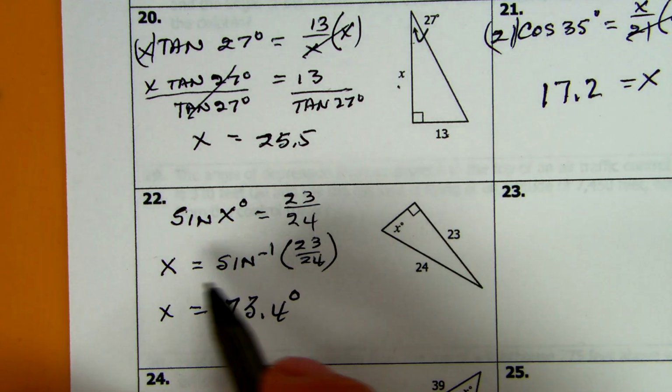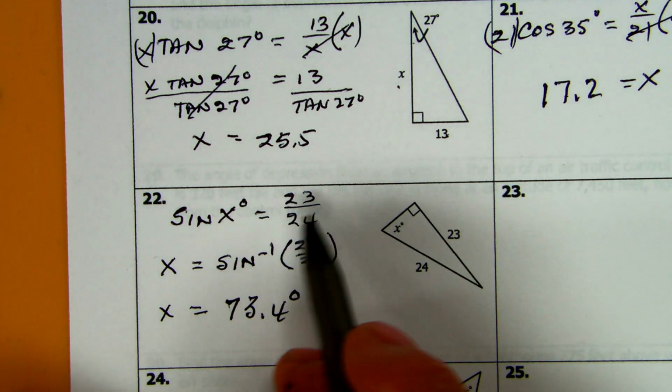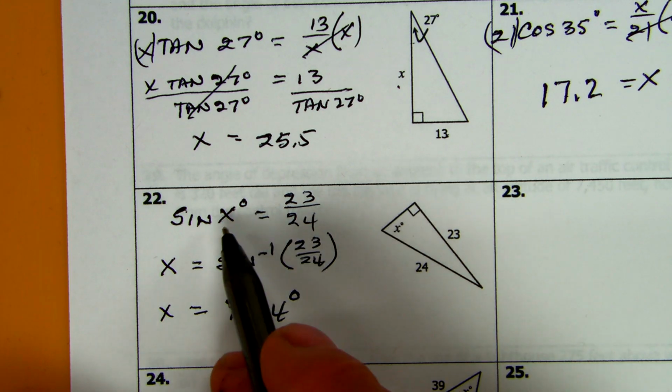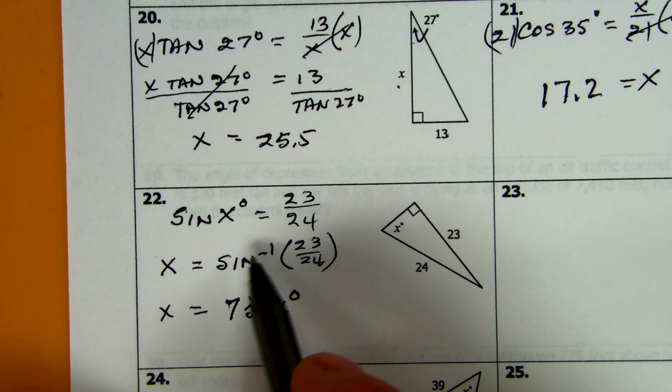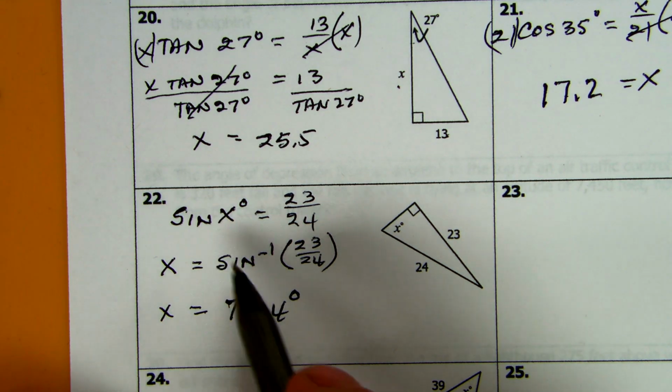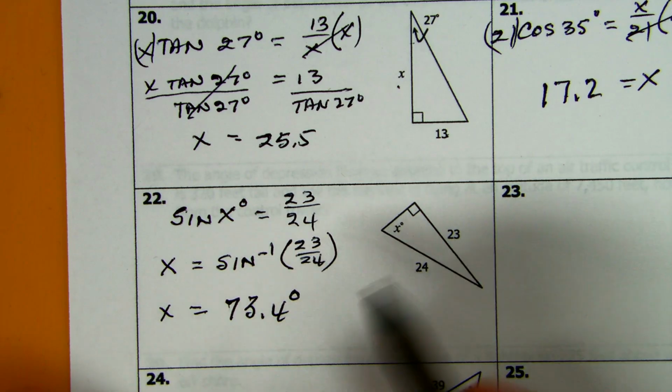Okay, so remember how we do this. We set up the equation. We immediately then, when we're looking for the angle, we go to the inverse of the function. Second, in this case, second sine. All right, let's look at another one.